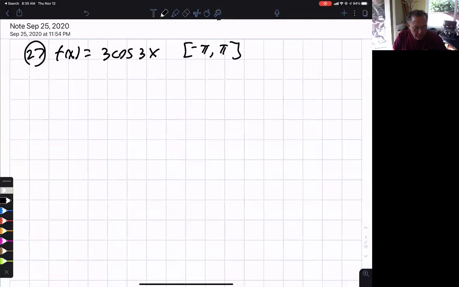So this is 4.2, number 27. They want to know on what intervals this function is increasing and where it is decreasing. You should recognize this as a cosine wave that just bounces up and down. So you should have a visual of what's happening.